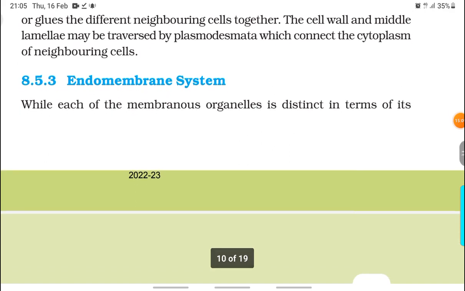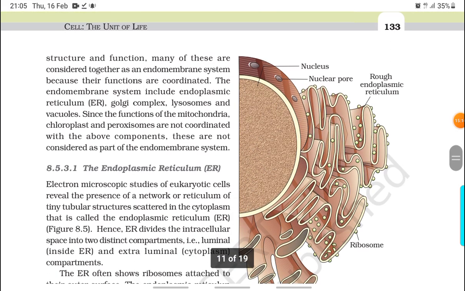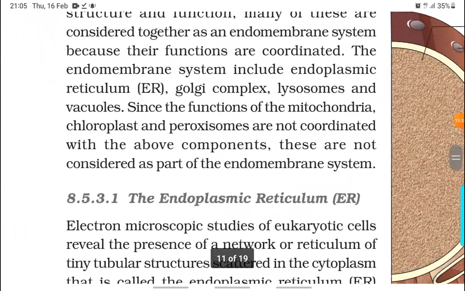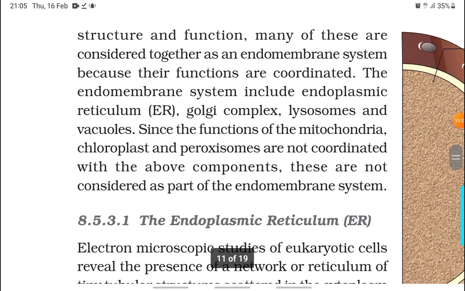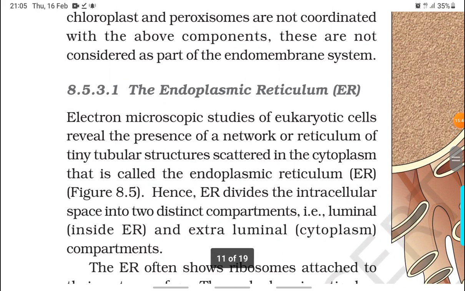Endomembrane system. While each of the membranous organelles is distinct in terms of its structure and functions, many of these are considered together as the endomembrane system because their functions are coordinated. The endomembrane system includes the endoplasmic reticulum, Golgi complex, lysosomes and vacuoles. Since the functions of mitochondria, chloroplasts and peroxisomes are not coordinated with the above components, these are not considered as part of the endomembrane system.